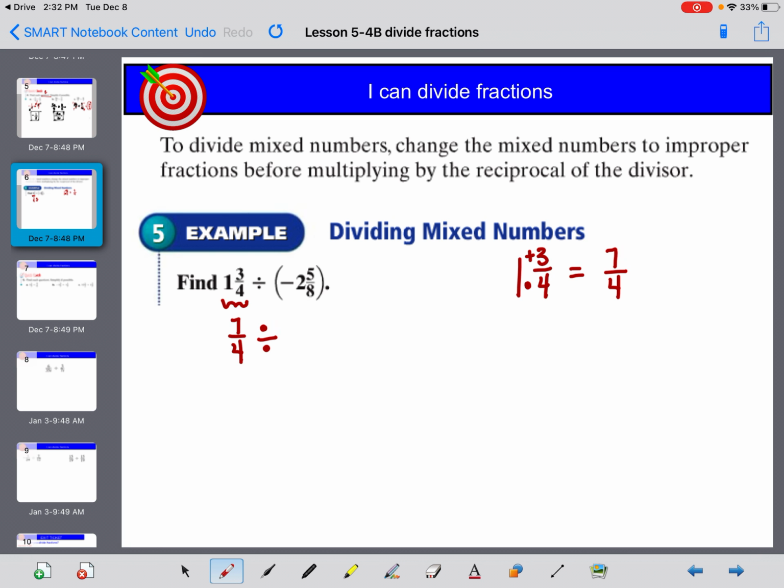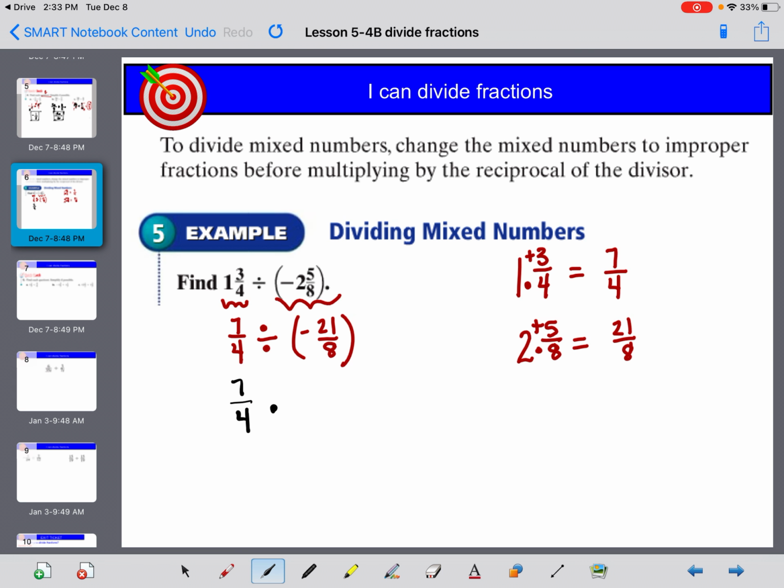Please rewrite the problem in the first step without changing to multiplying and without doing the reciprocal. Just rewrite your fractions as improper. If you try to combine the two steps, you will make a lot of mistakes. 2 times 8 is 16. 16 plus 5 is 21/8. And so that answer is negative 21/8. Now that I have this written as improper, I'm ready to solve the problem.